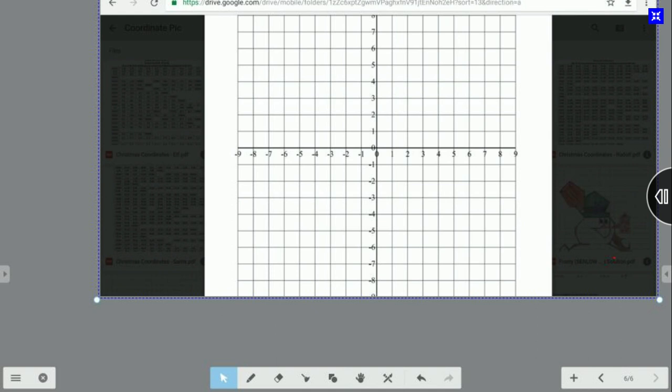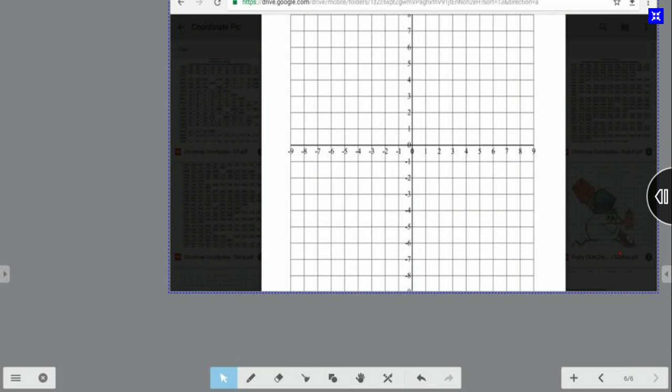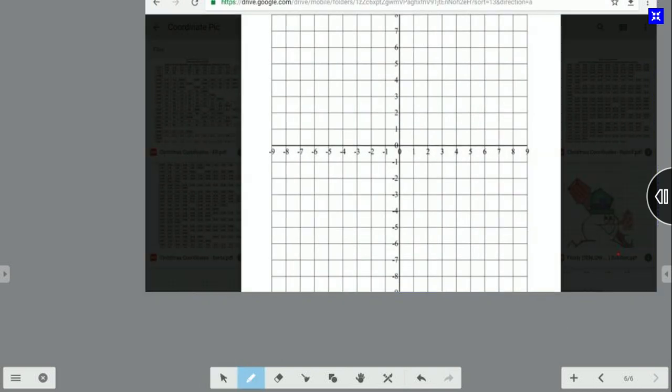Where is -3, -4 at? Left 3, down 4. I'm looking at problem 5. -1, 1. -2. -5. Draw it.